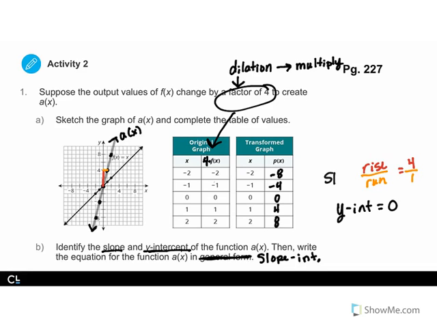This is my slope. 4 over 1 is just 4. So my slope, or m, is 4. My y-intercept, or b, is 0.